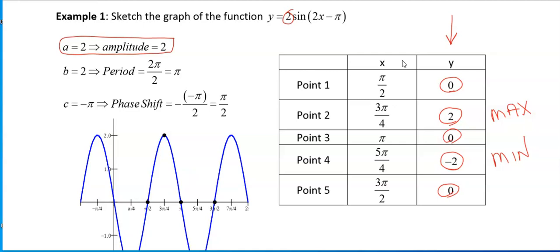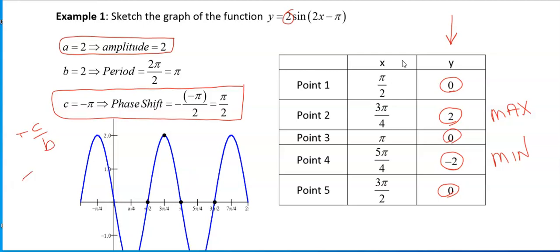Now, the next calculation I would have done was this one, the phase shift or the displacement. Now, remember your formula for phase shift or displacement. It's -c over b, isn't it? That's the formula that we learned. Well, c is -pi anyway. So that's negative pi.